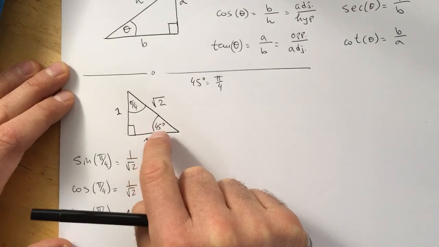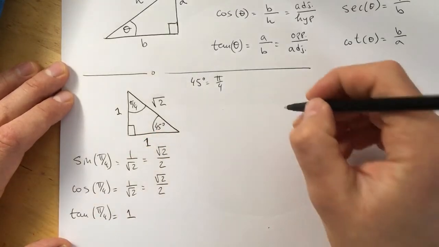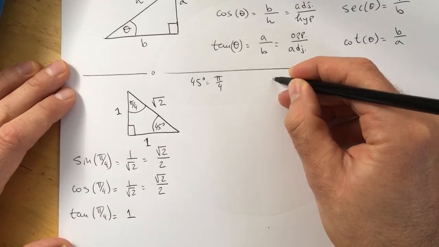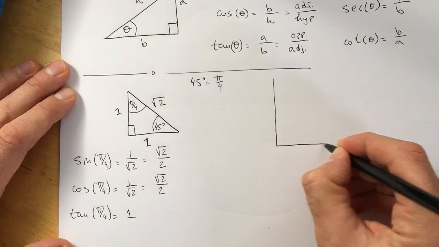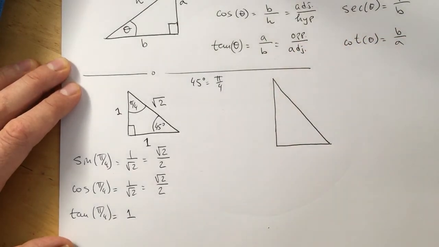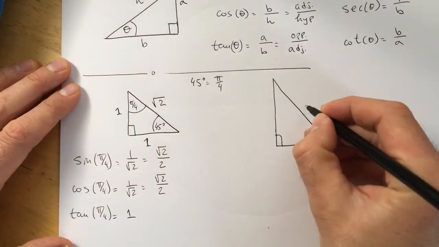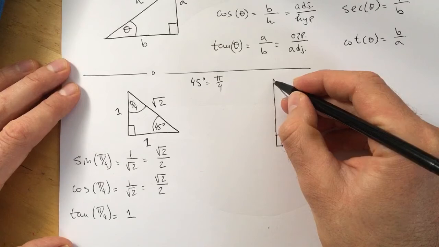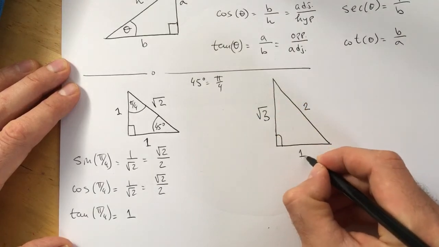So this is the first special triangle that you need to know that gives you the trigonometric values of 45 degrees. And the second one is a right angle triangle with hypotenuse 2. The second longest side is square root of 3 and the shortest side is 1.